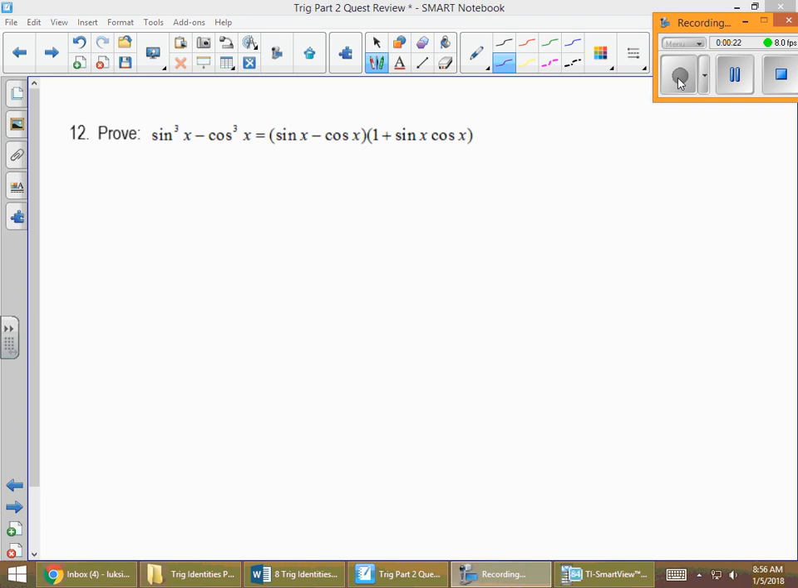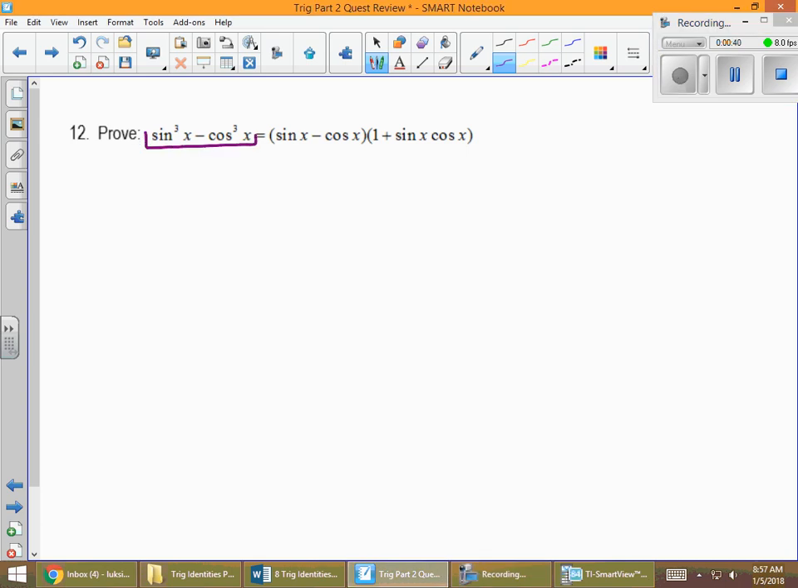When you look at this, you might think, hey, I like to FOIL better than I like to factor, so maybe I'll try to work with the right-hand side. But you don't end up getting that sine squared that you need. You're welcome to work with the right-hand side and try it and let me know how it goes. I'm going to work with the left side here.